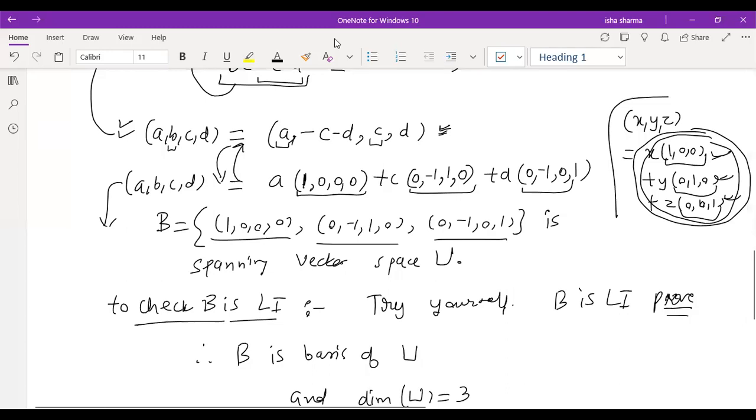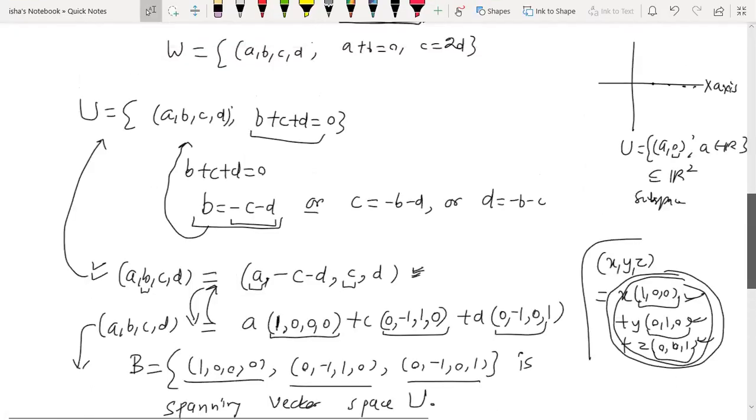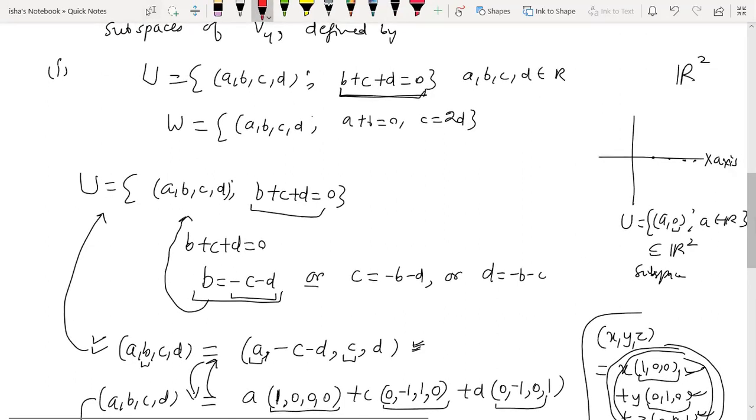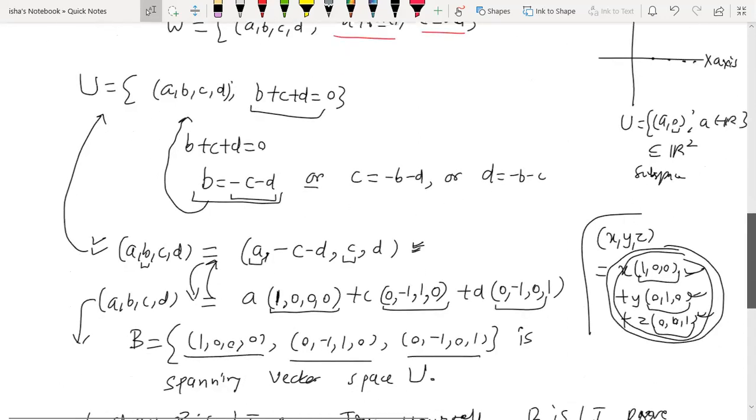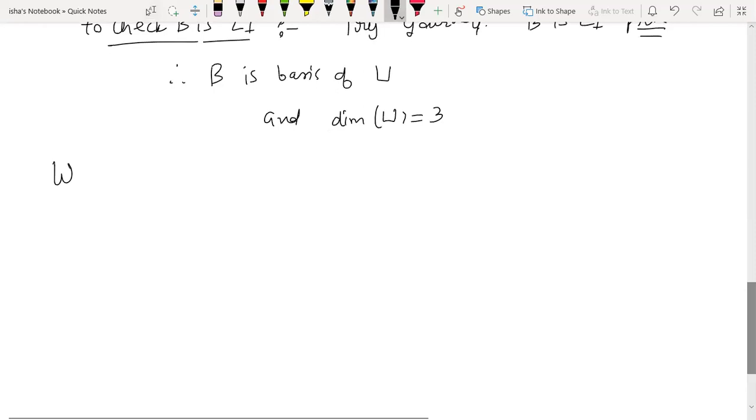Then we will do the similar thing for W. Okay, so let's do the same calculation for the second subspace which is given to us, W. So in W, you see carefully, two conditions are given to us: A plus B is 0 and C is 2D. It doesn't matter how many conditions are given to us, we will proceed in a similar way all the time. So look at it very carefully again. W is A, B, C, D. This time we are given two conditions, A plus B is 0 and C is 2D.